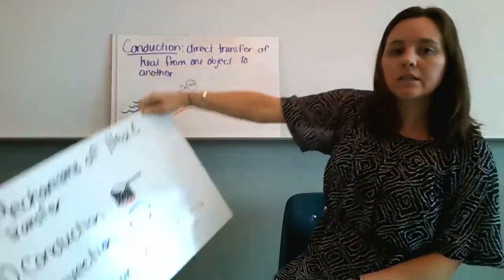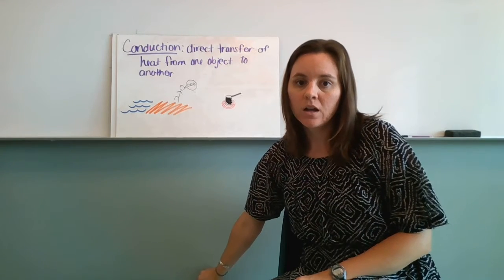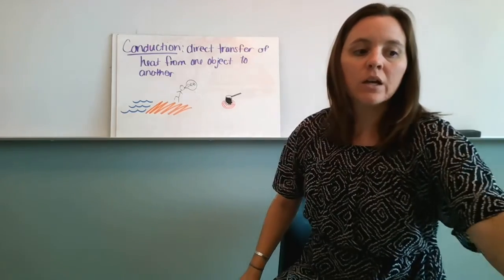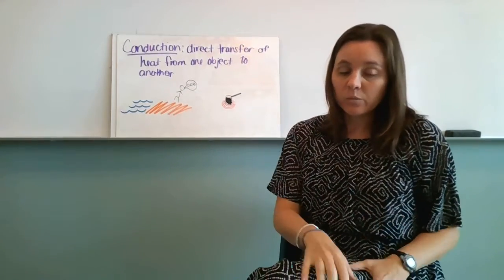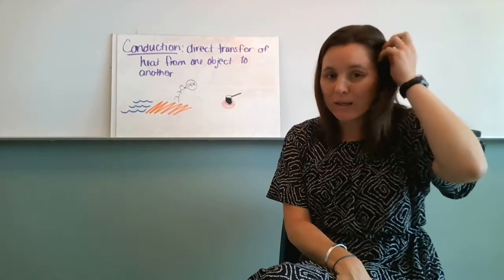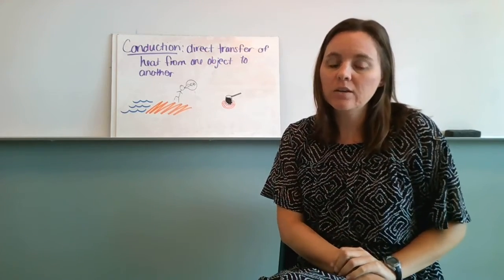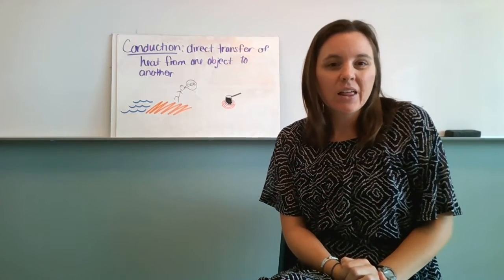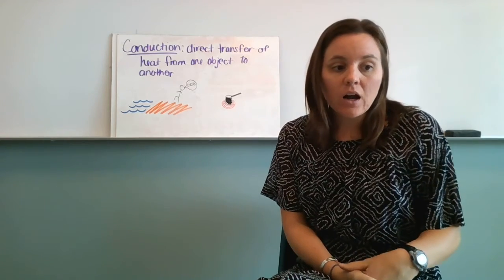All right, so conduction is the direct transfer of heat from one object to another. Some objects conduct heat better than others, and we call those conductors. Those are things like metals. And some things are bad at transferring heat from one object to another, and we call those insulators, like wood, and air is not so great at it either.